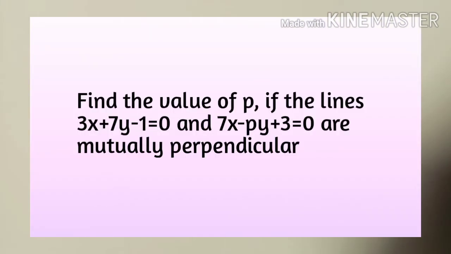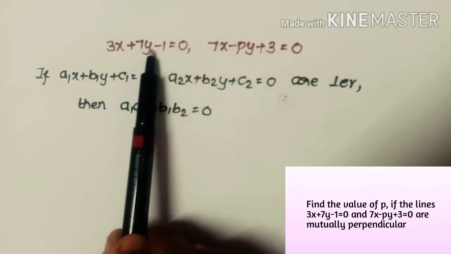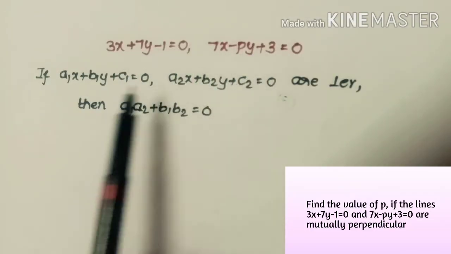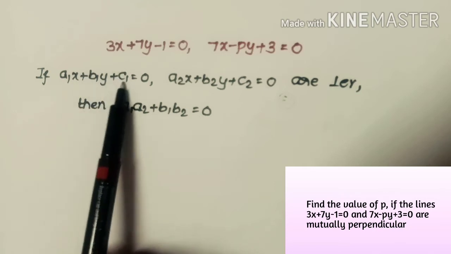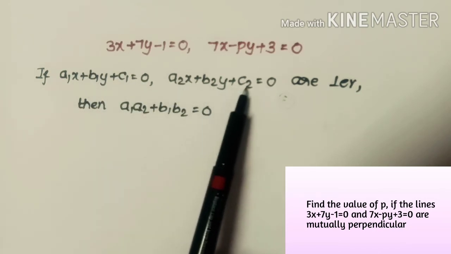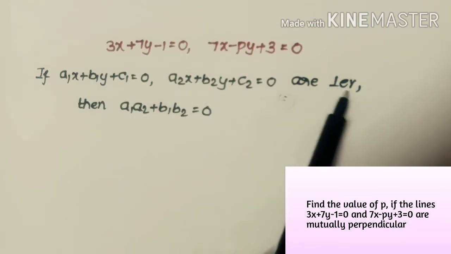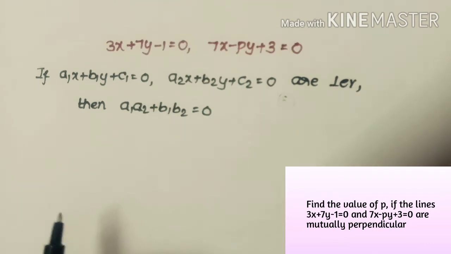That's all. Now find the value of p if the lines 3x plus 7y minus 1 is equal to 0 and 7x minus py plus 3 is equal to 0 are perpendicular. So given that here two lines are given that are perpendicular to each other. So if the lines a1x plus b1y plus c1 is equals to 0 and a2x plus b2y plus c2 is equals to 0 are perpendicular, then the condition is a1a2 plus b1b2 is equal to 0.